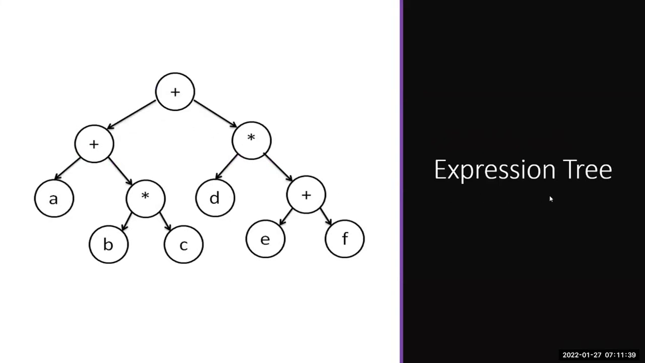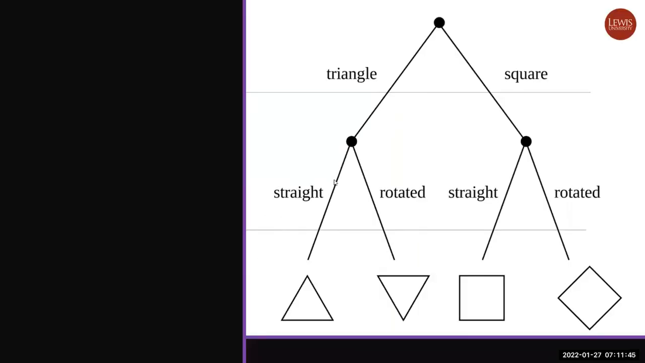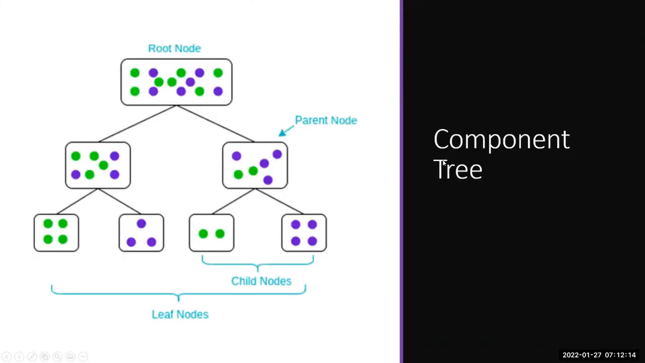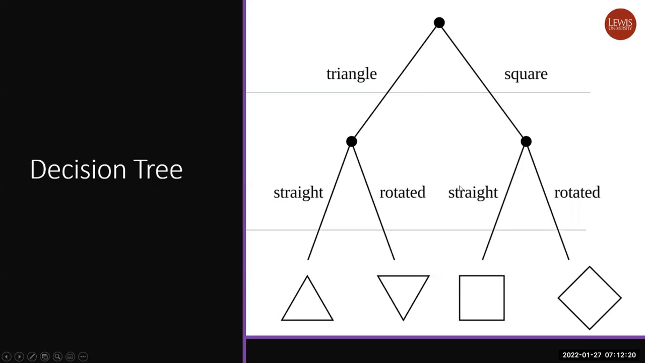And you may have an expression tree, okay. Your algebraic expression, you can make it as a tree, okay. And you may have this one called classification tree, okay. Classification tree or decision tree. You may decide the shape, maybe triangle or square, okay, and you have straight or rotated of different shape, okay. This is decision tree. So decision tree is based on your decision branches you go down, okay. Expression tree is you actually group your expression into the tree structure, okay. Component tree, you actually topologically divide some portion into a tree, okay.